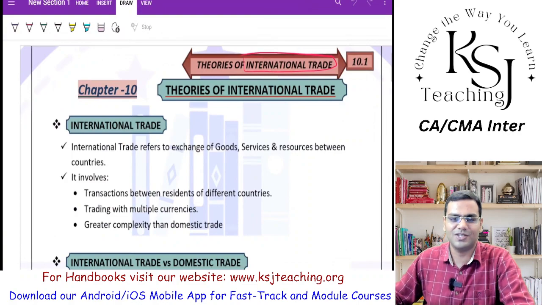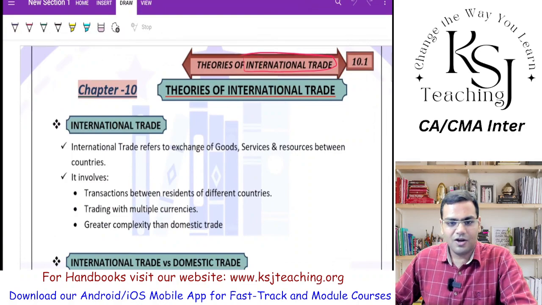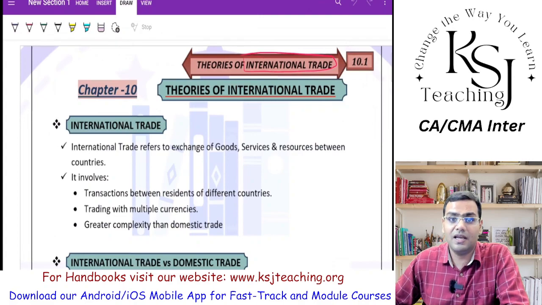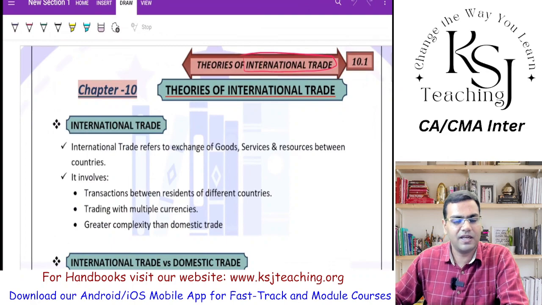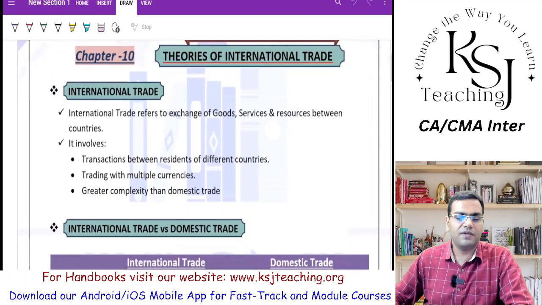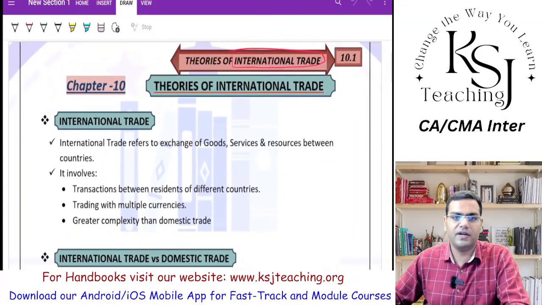For the Finance Excellency batch. Okay, so now we are going to start with the last unit of economics, that is international trade. Another very important part of economics, that is how the countries trade with one another, right? So the first topic in that is the theories of international trade.